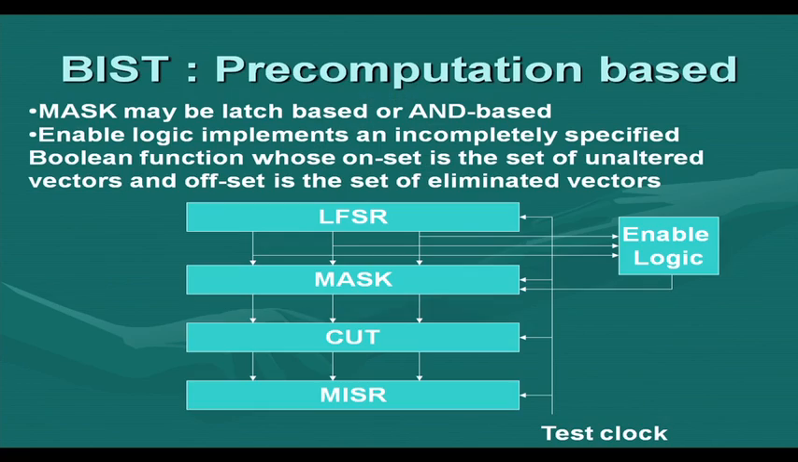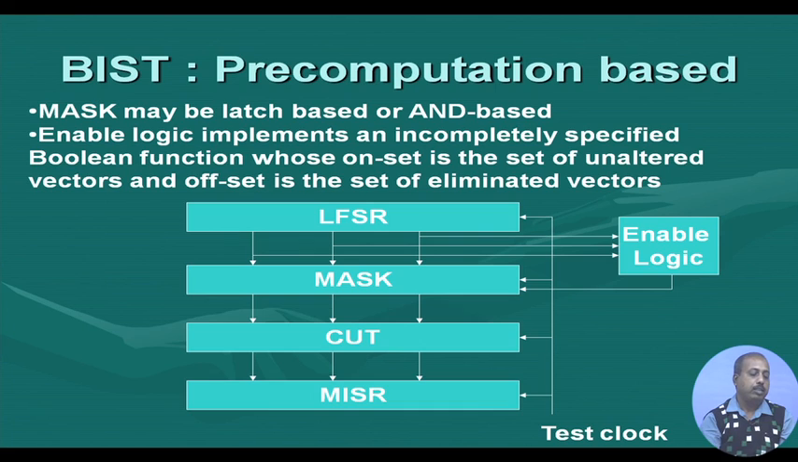Another possibility is that we can make it a latch-based mask. In the case of a latch-based mask, the latches hold the last pattern that was generated by the LFSR and applied to the circuit. Even if the LFSR generates new patterns, the mask will not allow the new pattern to come this side. So the circuit will see the previous pattern, the last productive pattern. As a result, since there is no change in the input to the circuit, the circuit does not make any transition, so there is no power consumption in this region.